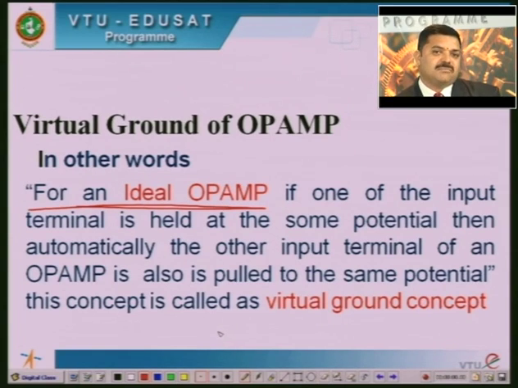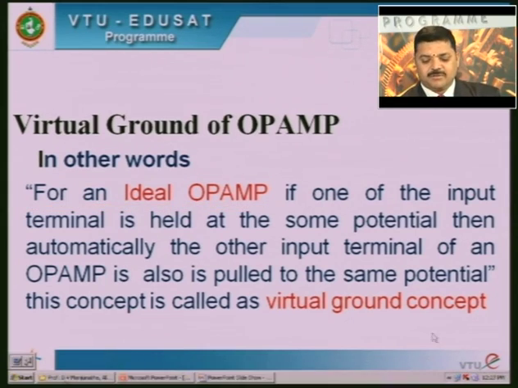Take one simple example of an inverting amplifier, assume that AV is equal to infinity for an ideal op-amp, and prove what virtual ground is. So, this is very important. Please go through this. Don't forget to go through this.